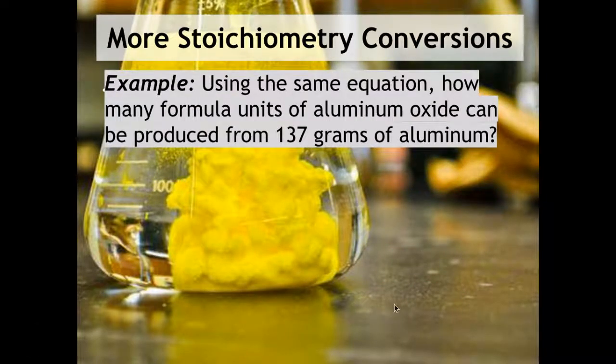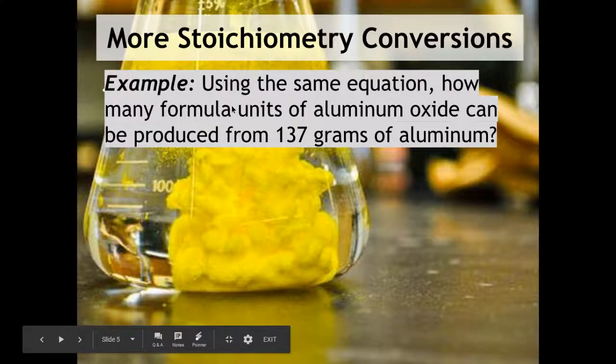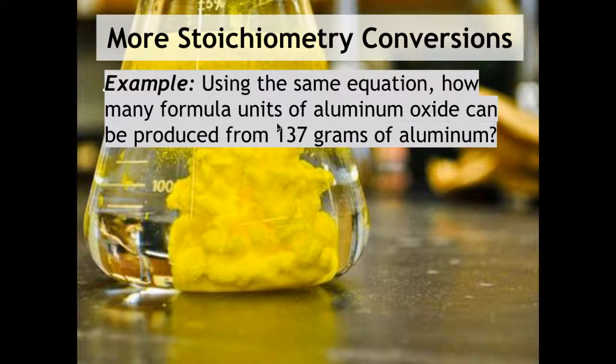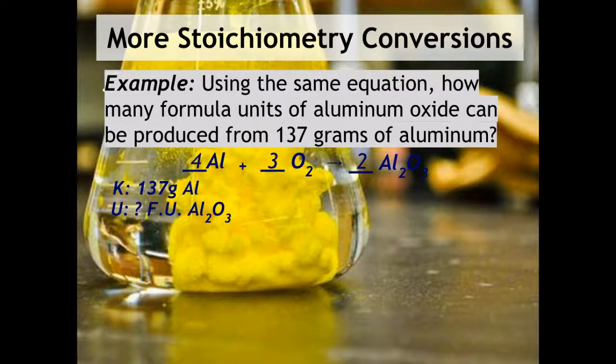Let's work one more problem. So, using the same equation, how many formula units of aluminum oxide can be produced from 137 grams of aluminum? There's the equation from before. We already worked it out, so there it is. Write down what you know. You have 137 grams of aluminum. What are you looking for? You're looking for some FUs of Al2O3. Start with what you're given.